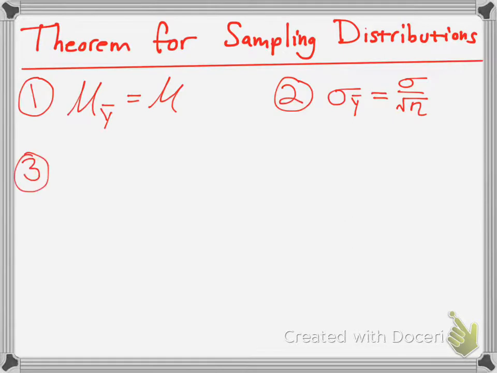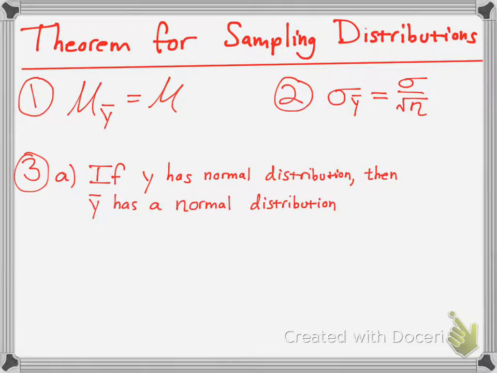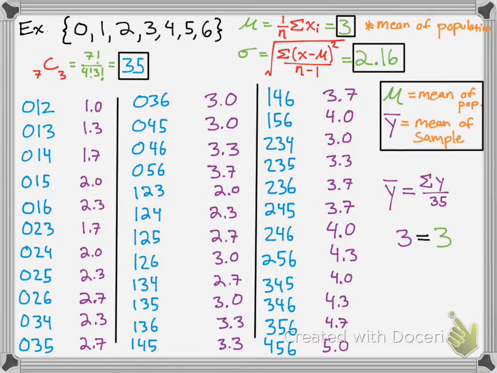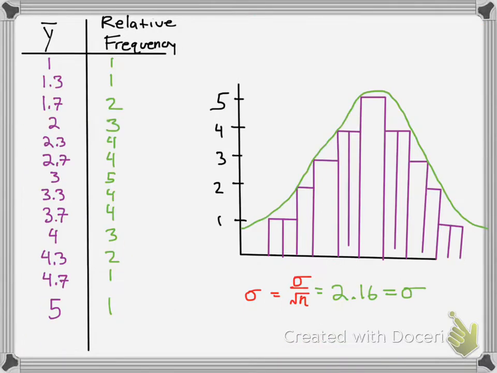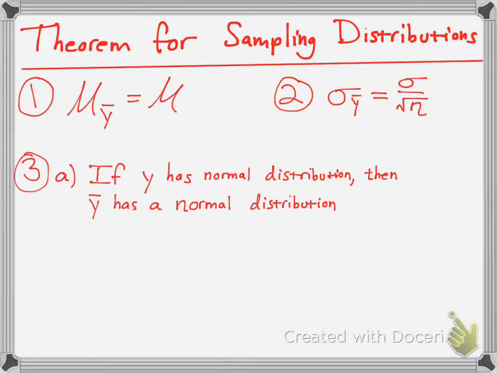And finally, if y has a normal distribution, then y bar has a normal distribution. Pretty much, that's saying if there's a normal distribution with this set here, which there is, then the mean of the sample that you gather should also have that same normal distribution. So if the actual entire population has a normal distribution, then your sample should as well.